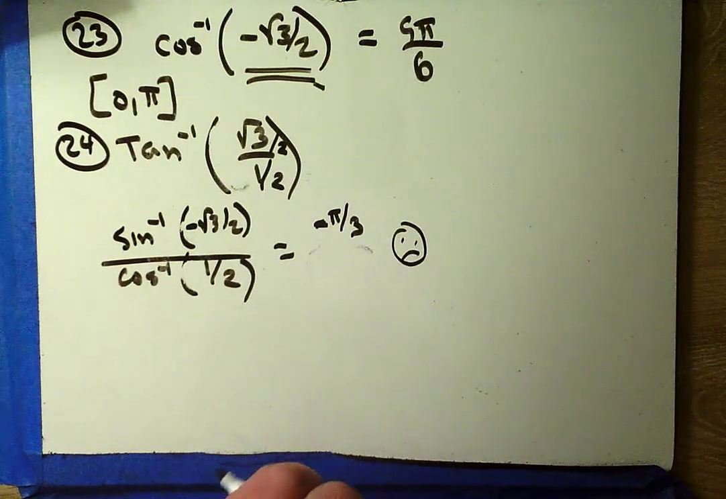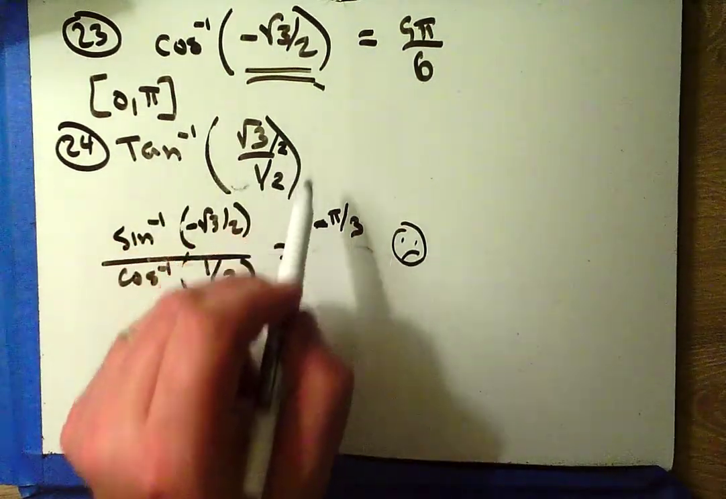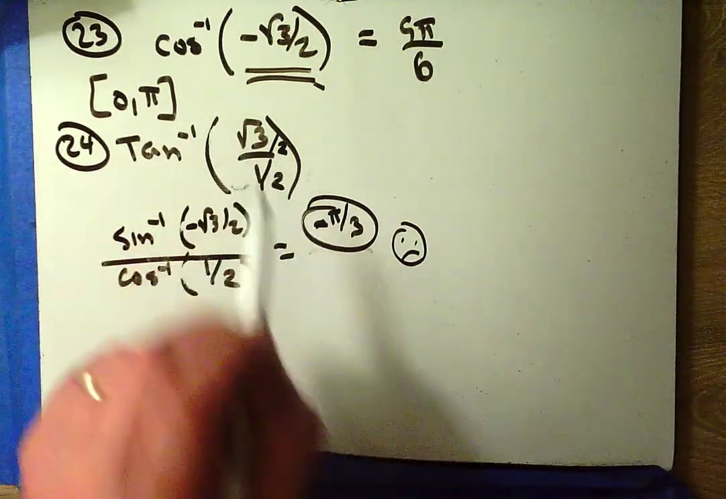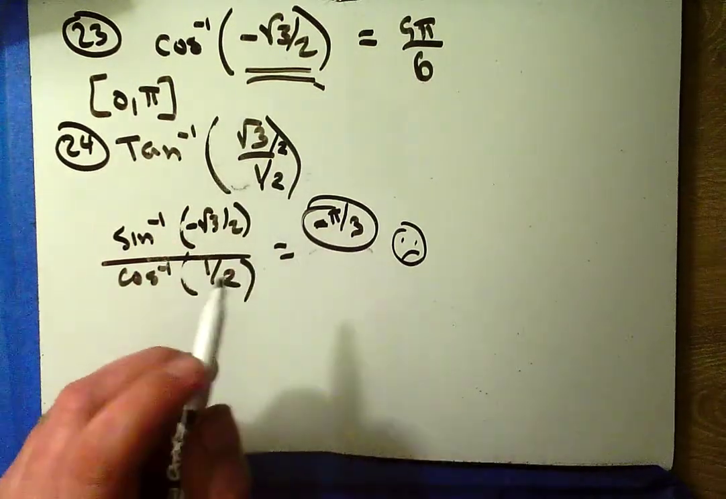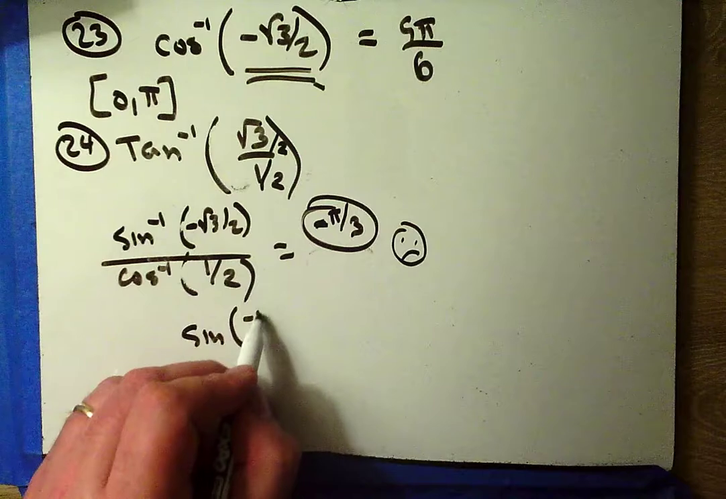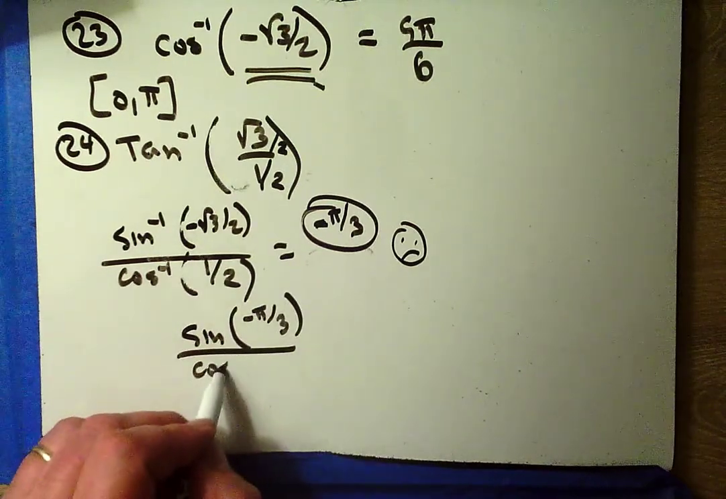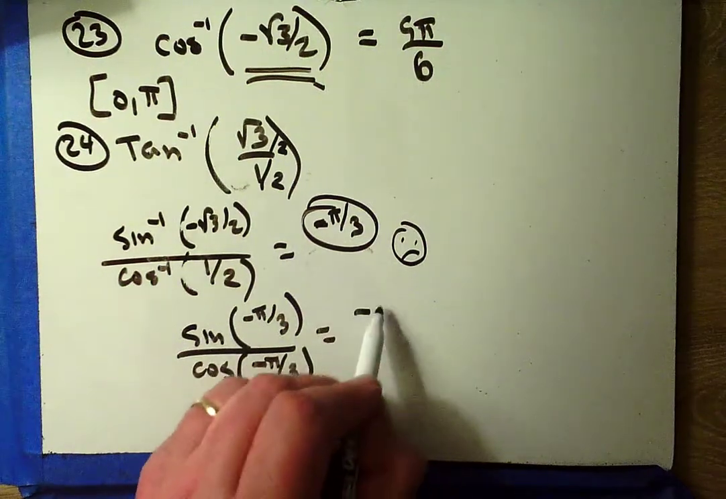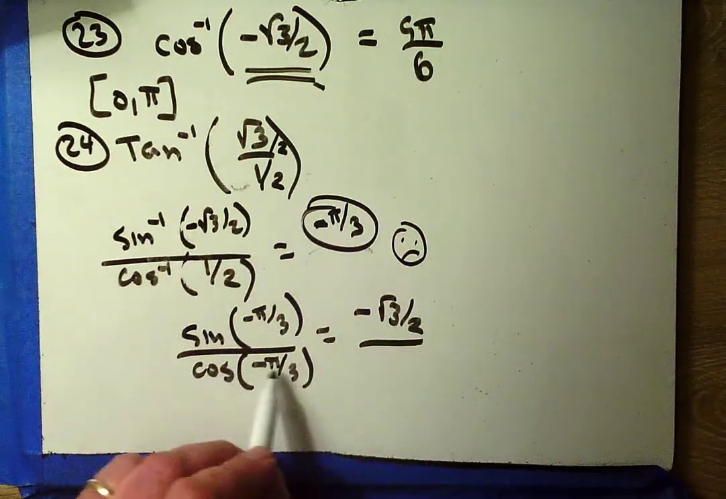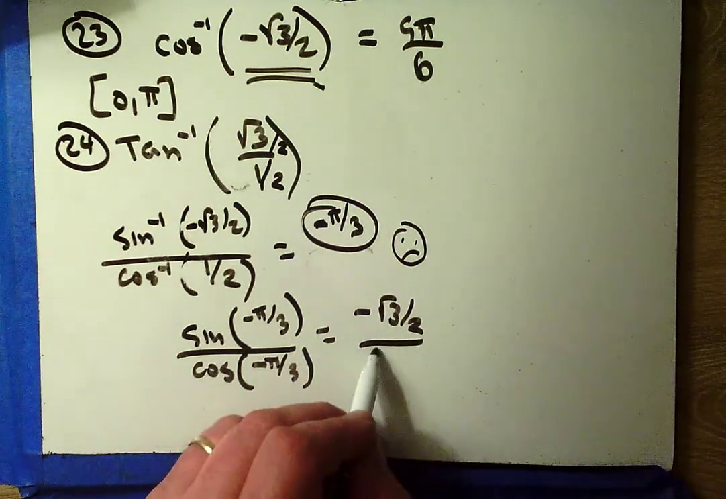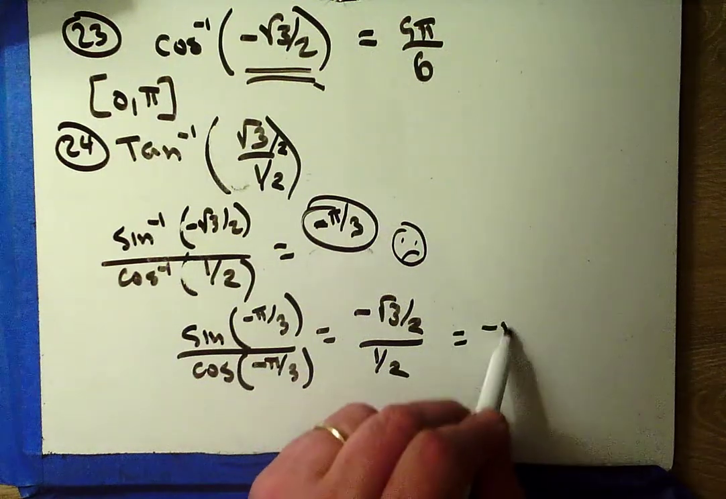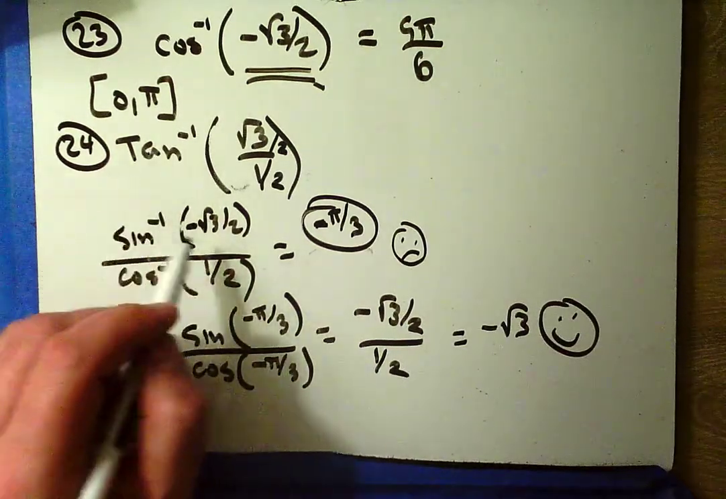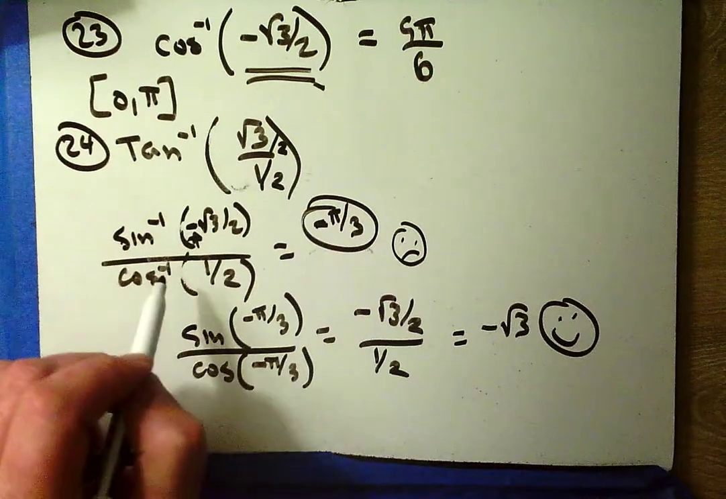Now, let's test that out. If this is true, we said negative pi over 3 is the angle within the restriction of inverse tangent that has a value of root 3 over 1, or root 3. So what's the sine of negative pi over 3? And what's the cosine of negative pi over 3? Well, the sine of negative pi over 3 is negative root 3 over 2. And the cosine of negative pi over 3, careful, positive 1/2. We end up with negative root 3, just the way we're supposed to. So when you've got that inverse tangent, you can always apply the negative to the sine.